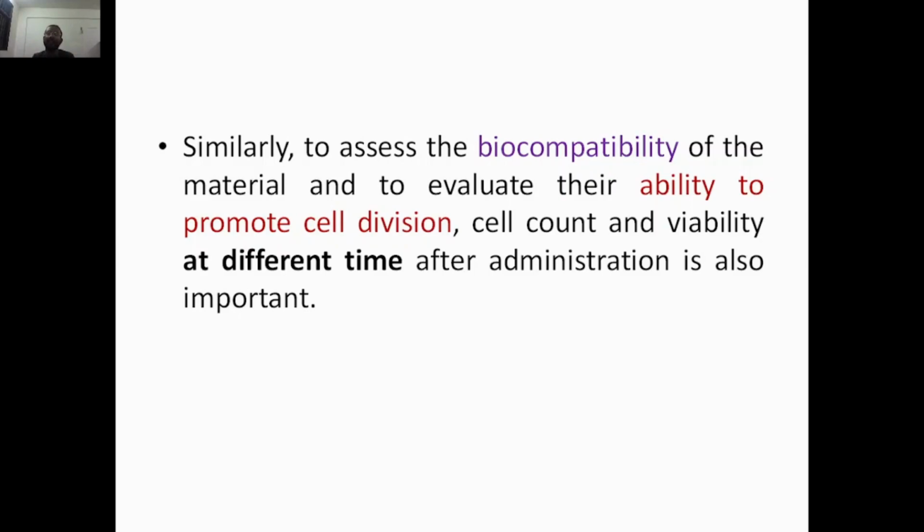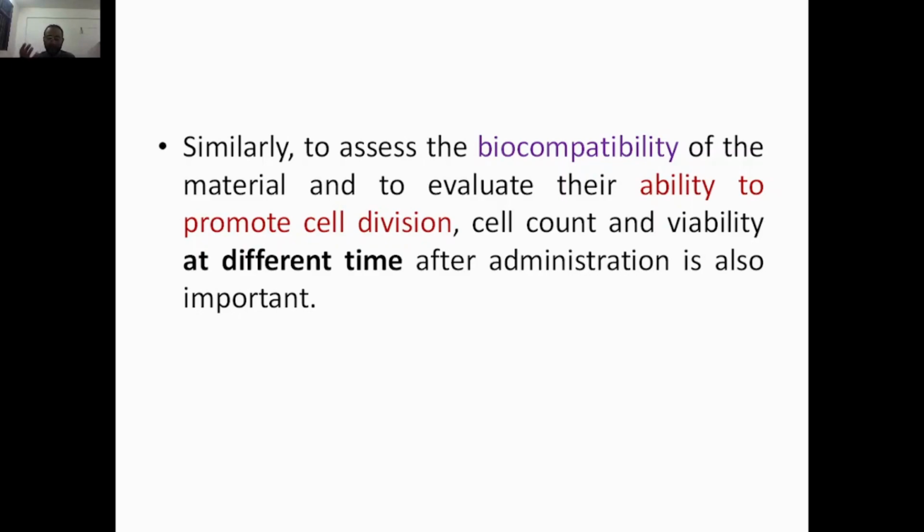Okay, that has to be evaluated, to evaluate their ability to promote cell division, whether these scaffolds can provide cell divisions or not. That means whether they will support cell division or not. So, cell count and cell viability. For cell count, that means how many cells there are.